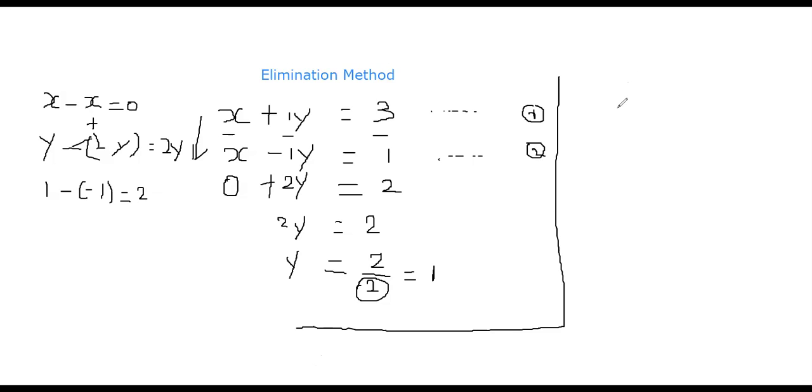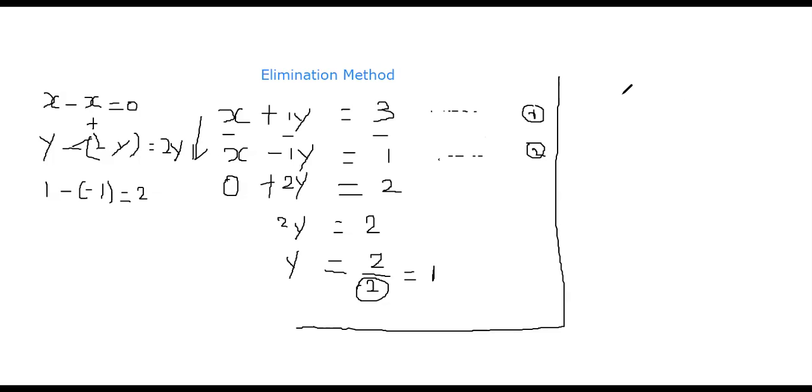Now we find it for x. In order to find for x, we use any one of the equations at the top, equation 1 or equation 2, and then we substitute the value for y, and then we try to make x the subject. So which one of the equations do you want to use? Let's choose the first one, all right?